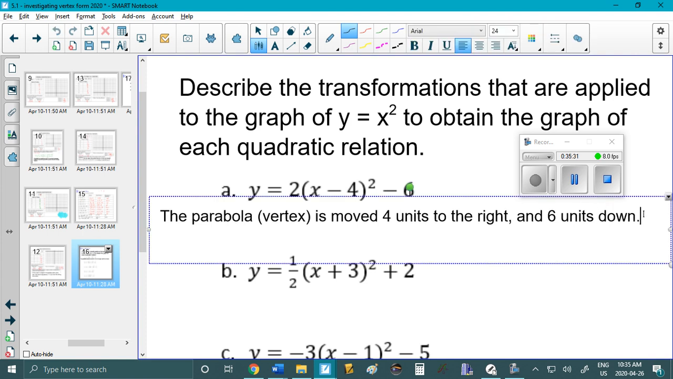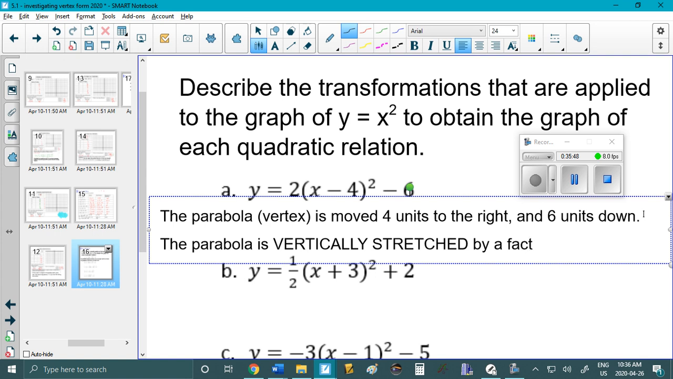And then this is the tricky part. So because my a value is 2, it means it's going to go faster. So I'm going to say the parabola is vertically, now if it goes faster, it's stretched, like it's skinnier. So vertically stretched by a factor of 2.